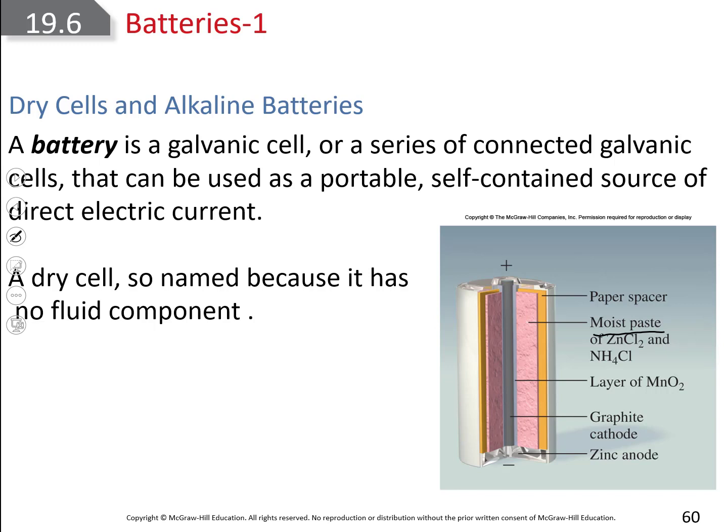So graphite is carbon, and we use them because they tend to have very high potentials. They tend not to corrode, so it's a good cathode. In this case, we have a zinc anode, and that's the outer part that touches the connectors inside of whatever device we're trying to power up, like the flashlight.